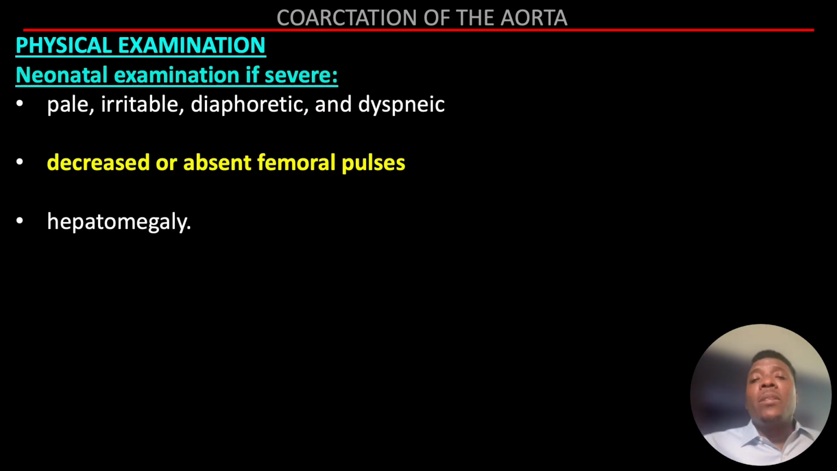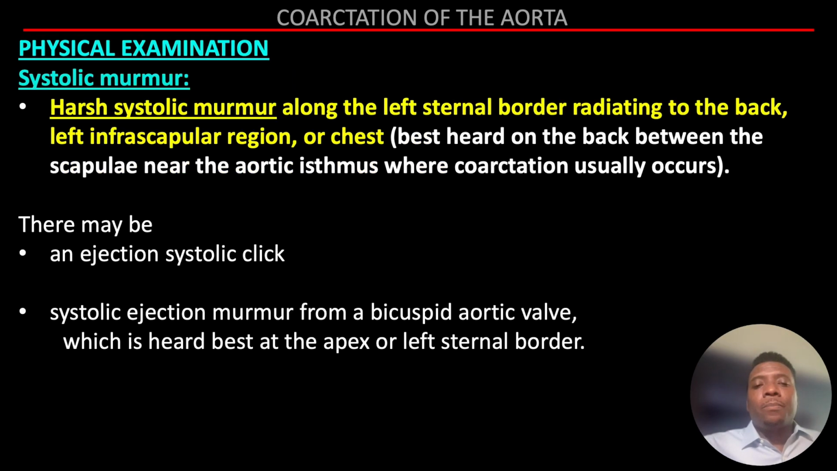In neonates with severe disease, they may present with hepatomegaly due to right-sided heart failure. They may have decreased or absent femoral pulses, and they may even be diaphoretic and dyspneic. On examination, a classic finding is a harsh systolic murmur, often heard along the left sternal border, and it may radiate to the back or between the shoulder blades, the scapula, and even to the chest itself.